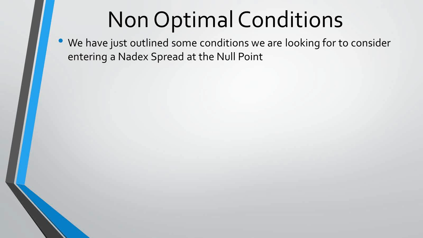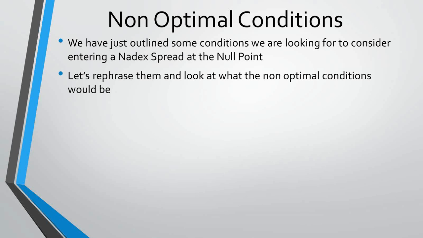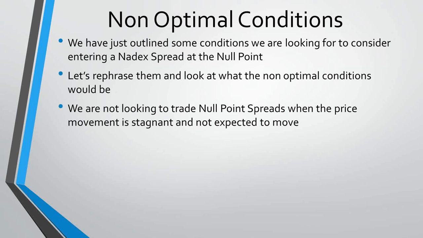That's fine. But let's look at reasons I wouldn't want to put this on. We're not looking to trade null point spreads when the price movement is stagnant and not expected to move. As I said, it's okay if it's stagnant for a while because you're not really paying for extrinsic value. However, you want it to pick up at some point. You just don't want it to sit there the whole time. So you have to have some expectation that market conditions are going to change, or if it's gone stagnant, that they're going to pick up again and start trending in the direction of your trade.